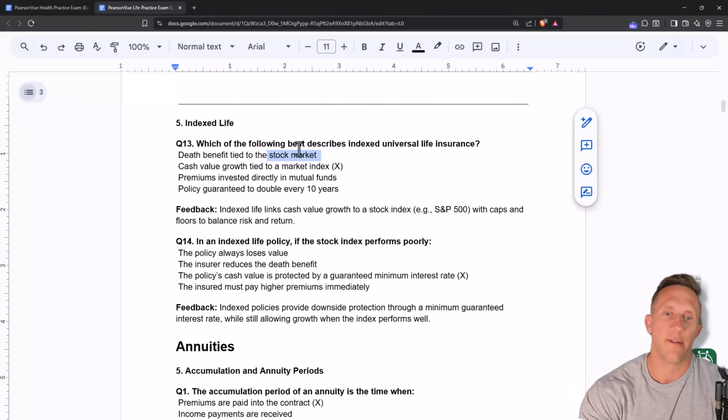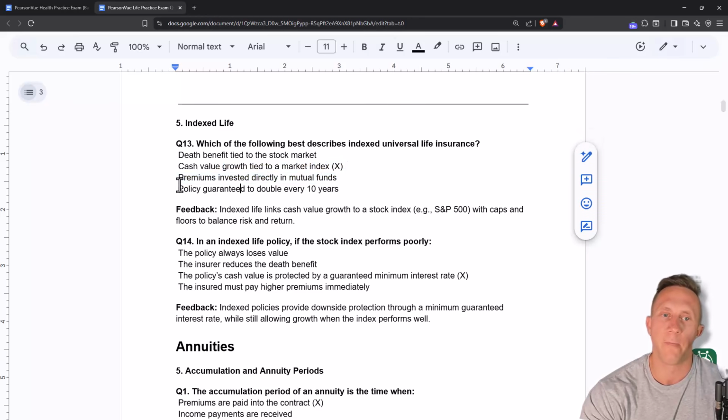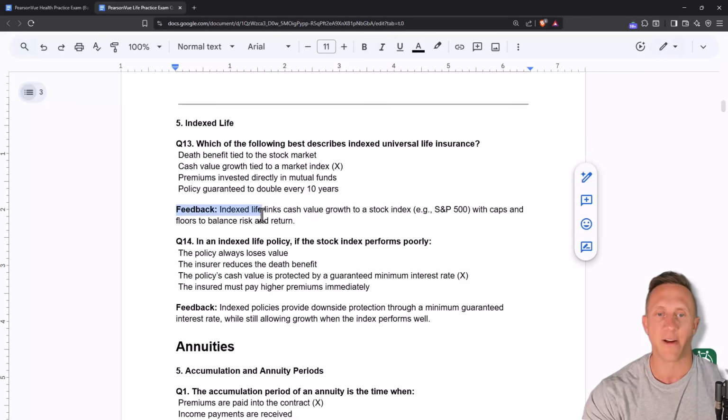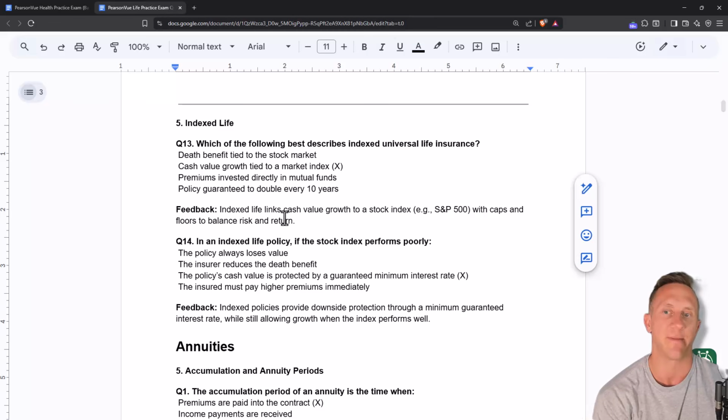Premiums are not invested directly into mutual funds. So invested in mutual funds, that's variable. Policy guaranteed to double every 10 years. You can't guarantee anything like that, especially a variable product. That's an easy way to lose your license, guaranteeing that a variable product will have a certain return. No. So feedback here, indexed life links cash value growth to a stock index like the S&P 500 with caps and floors to balance risk and return.